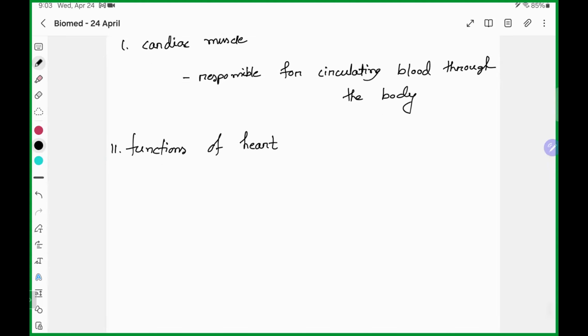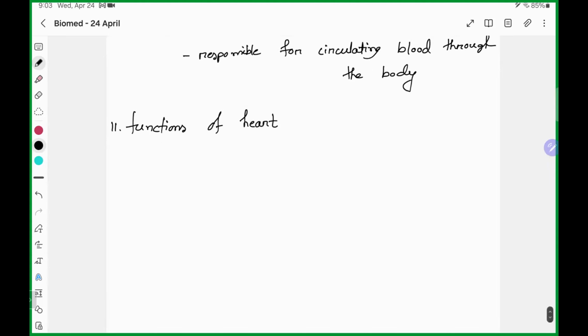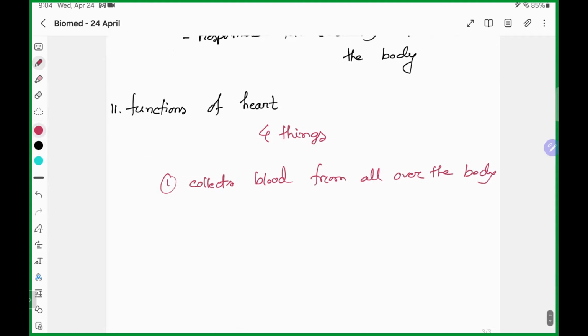Now, what does our heart do? The main purpose of the heart is that it does four particular things. Number one, it collects the blood from all over the body.